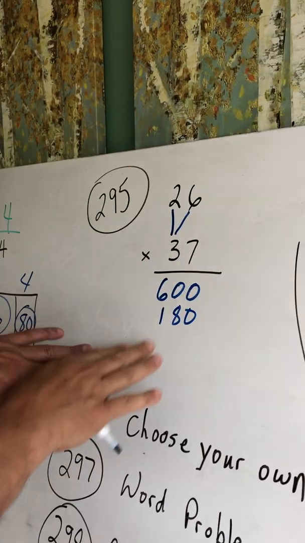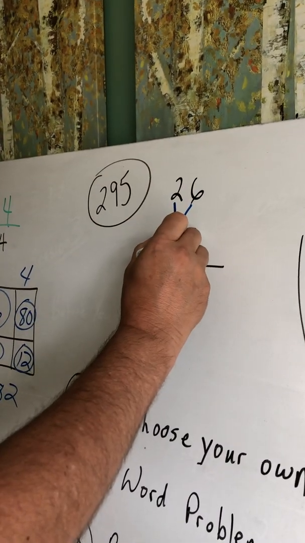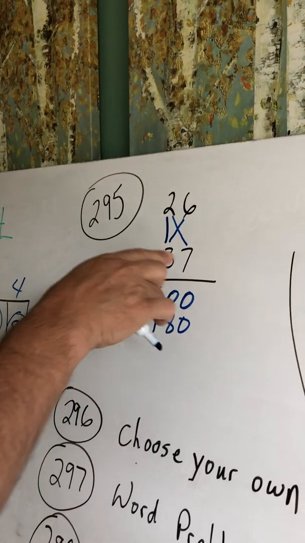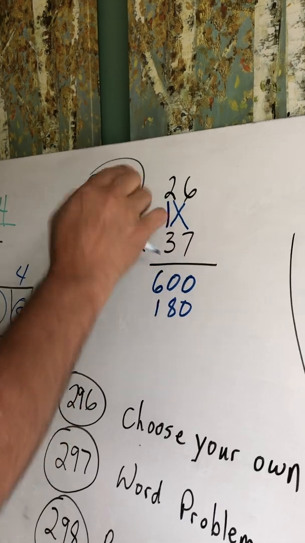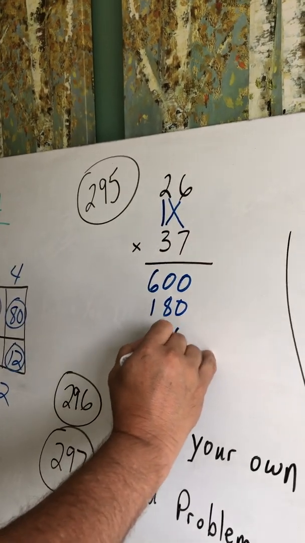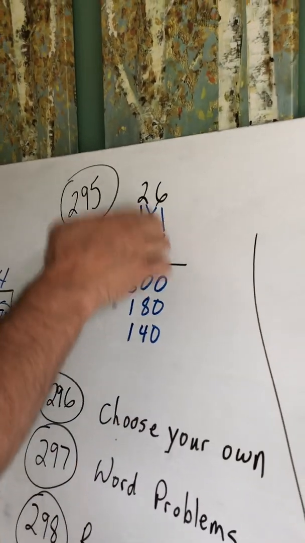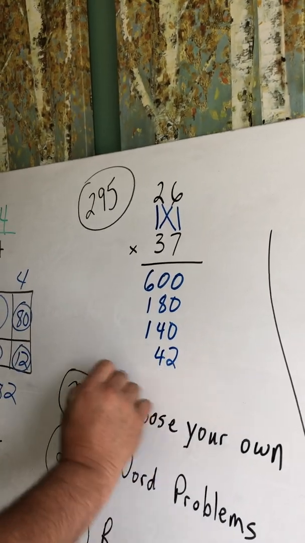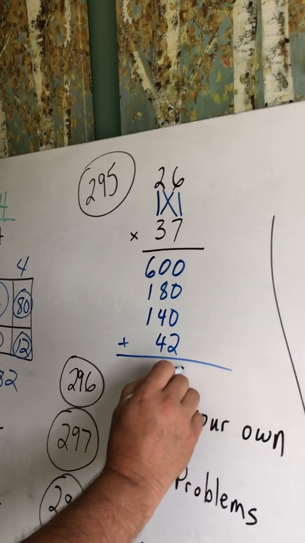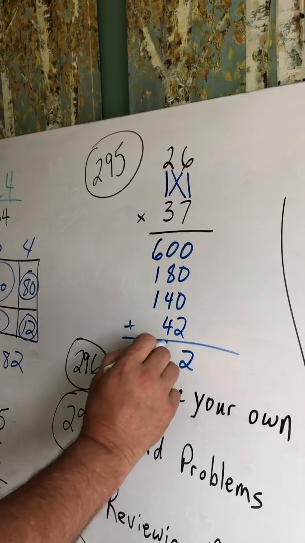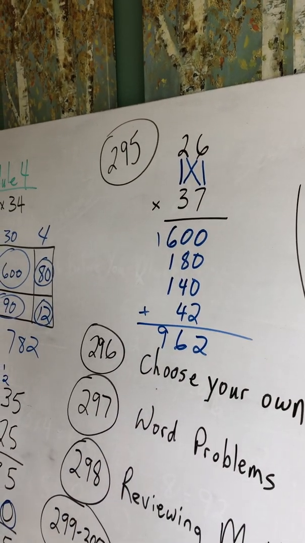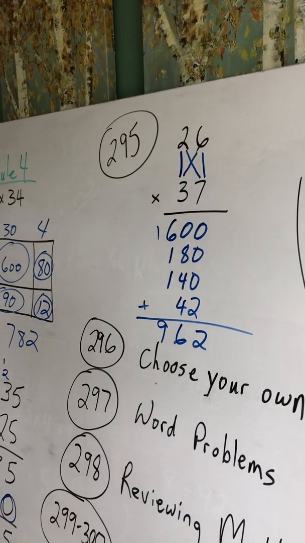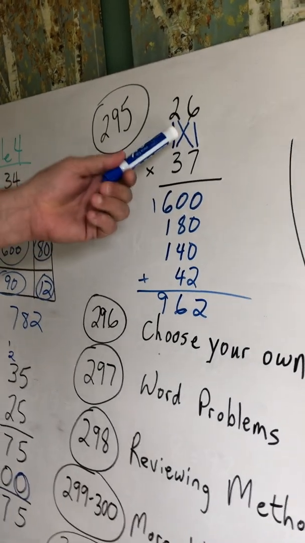Now, the 3 is done, so let's go to the 7. You're going to cross 7 times 20. See, that 2 is in the tens place. 7 times 20, 140. And then the last is 7 times 6 is 42. Okay, and we add those up, 962.